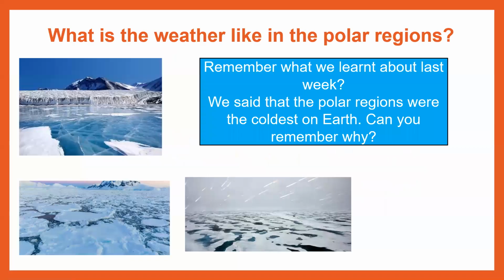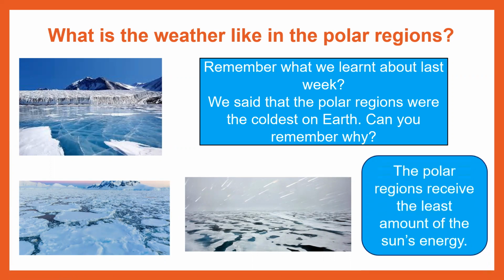So our lesson. So what is weather like in the polar regions? Think back to the lesson that we did last week. What did we say the polar regions were like? We said that the polar regions were the coldest on Earth. Can you remember why? Pause the video and tell the screen. That's right, well done. The polar regions receive the least amount of the sun's energy, and that's why they are the coldest on Earth.